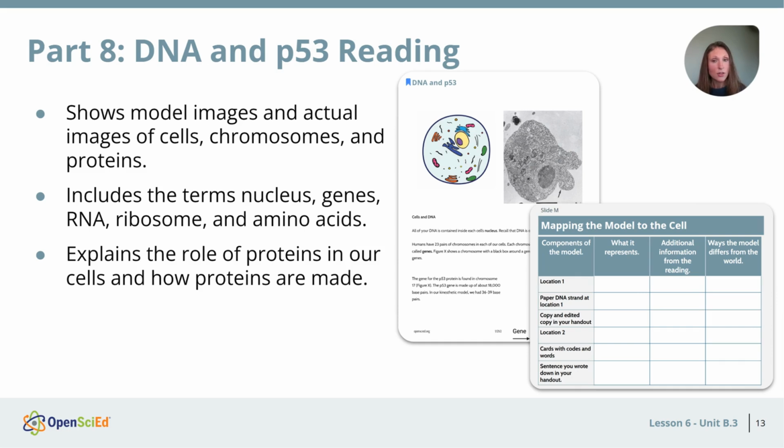In addition, the reading includes both illustrations and actual images of cells, chromosomes, and proteins, as well as some bolded key terms. As students read about DNA and P53, they add additional information to the table on their kinesthetic model handout, and then they use that information to identify some of the limitations of the kinesthetic model.